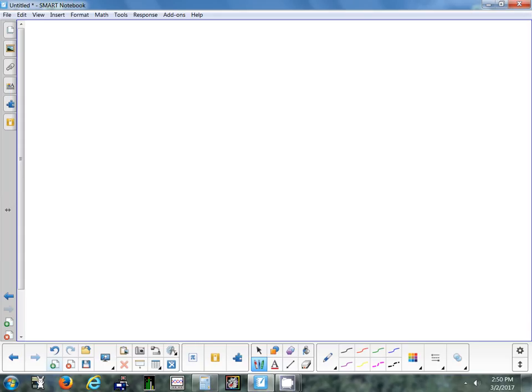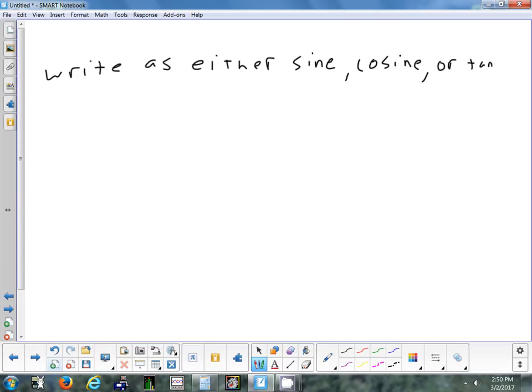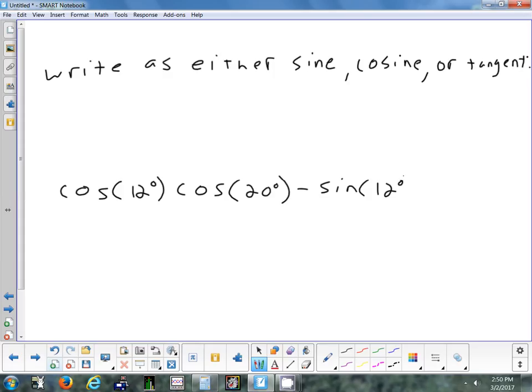All right, so I want to write as either sine, cosine, or tangent. Okay, and I'm going to give you, let's see, cosine of 12 times cosine of 20 minus sine 12, sine 20. So this is kind of the reverse now. I already broke it down for you. I want you to tell me what this would have come from.